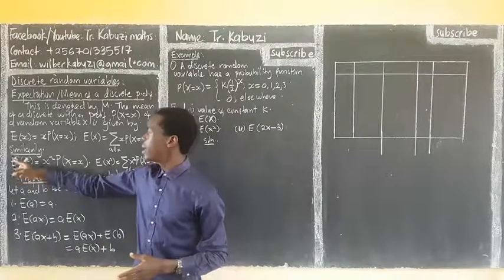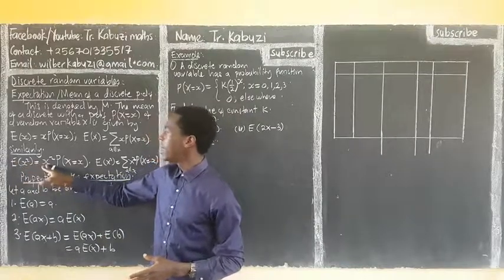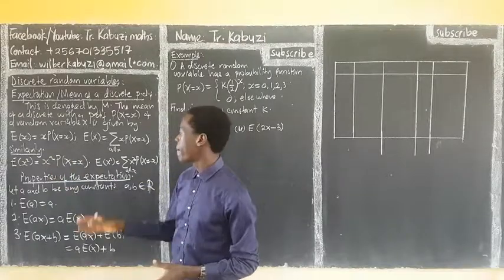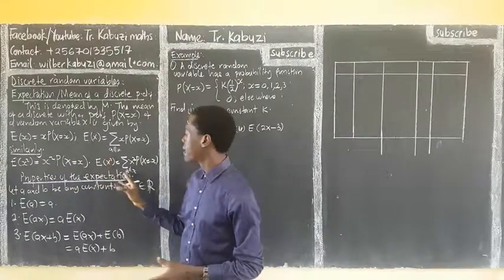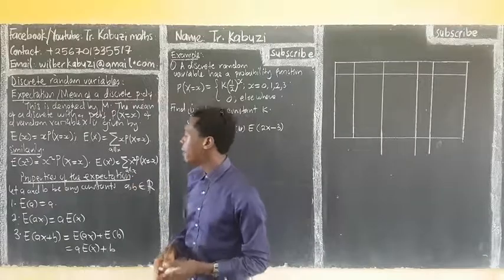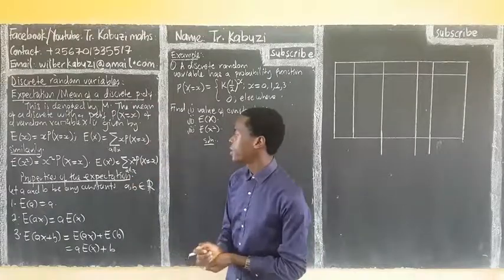Similarly, if you have the expectation of x squared, you get x squared multiplied by the probability of that x. Then for many values, you sum over all those x values, getting x squared times their probabilities. We have some properties of expectations.